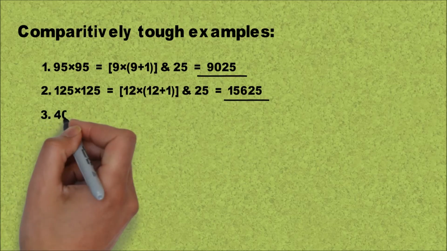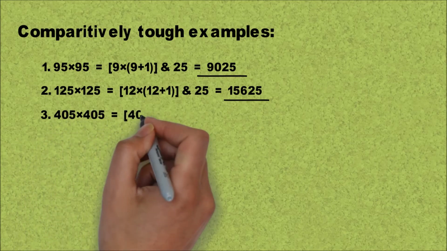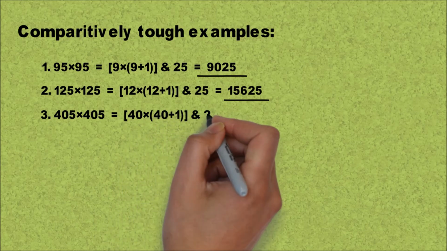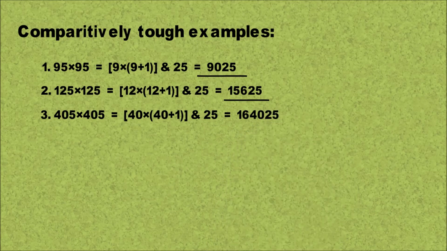405 squared is 40 multiplied by 40 plus 1 and 25. Using the general rule of thumb, it can ultimately be written as 164,025. Therefore, the square of 405 is 164,025.